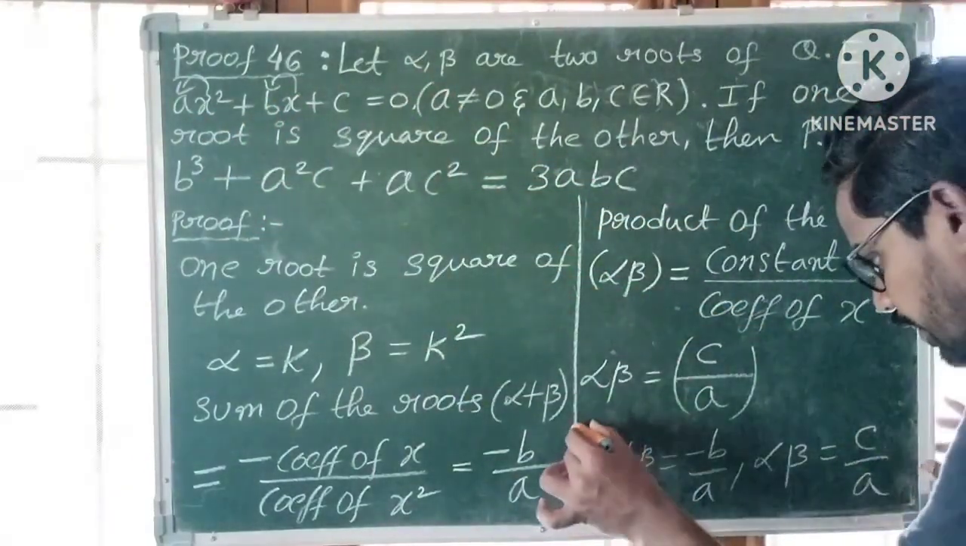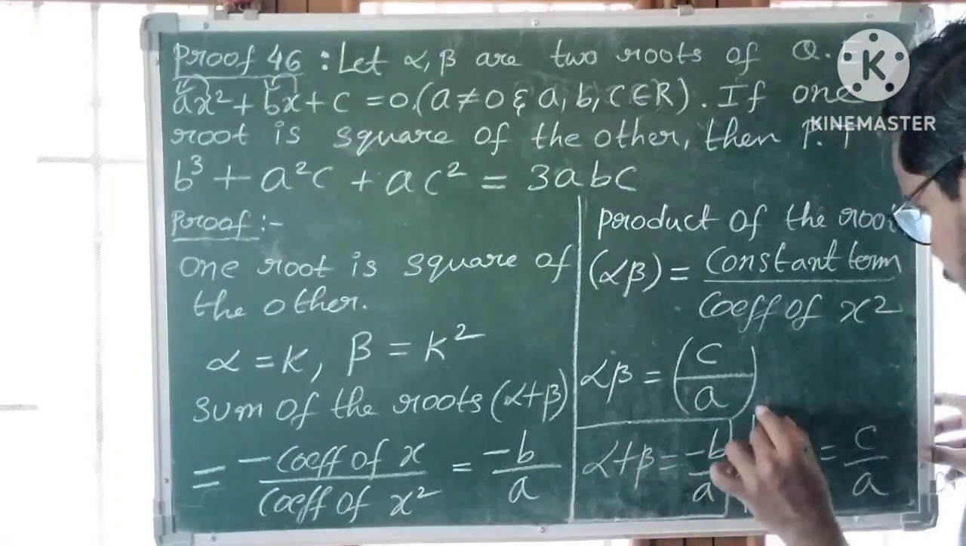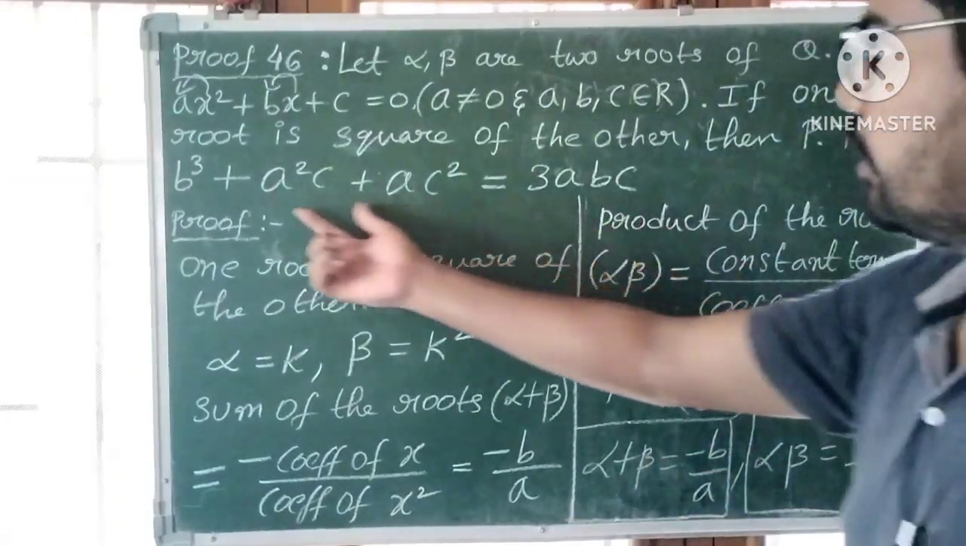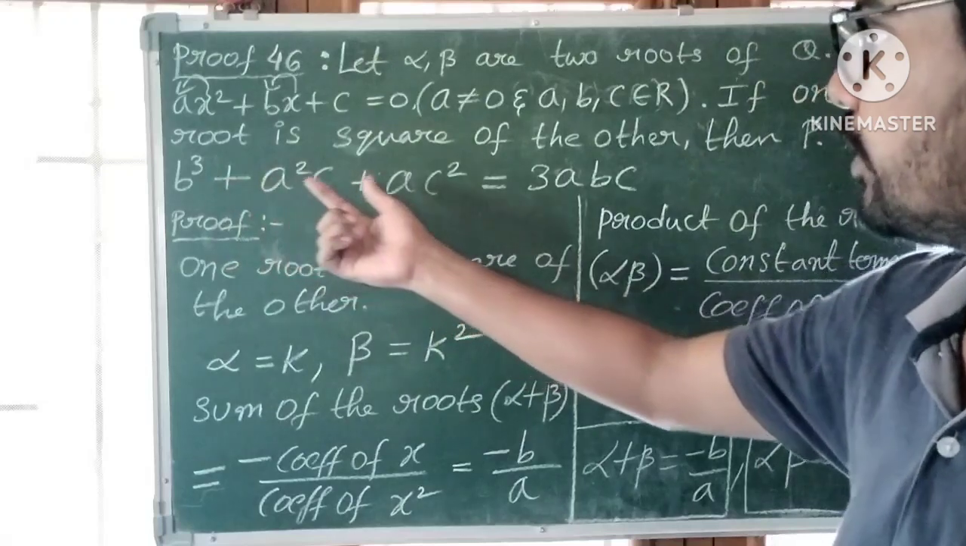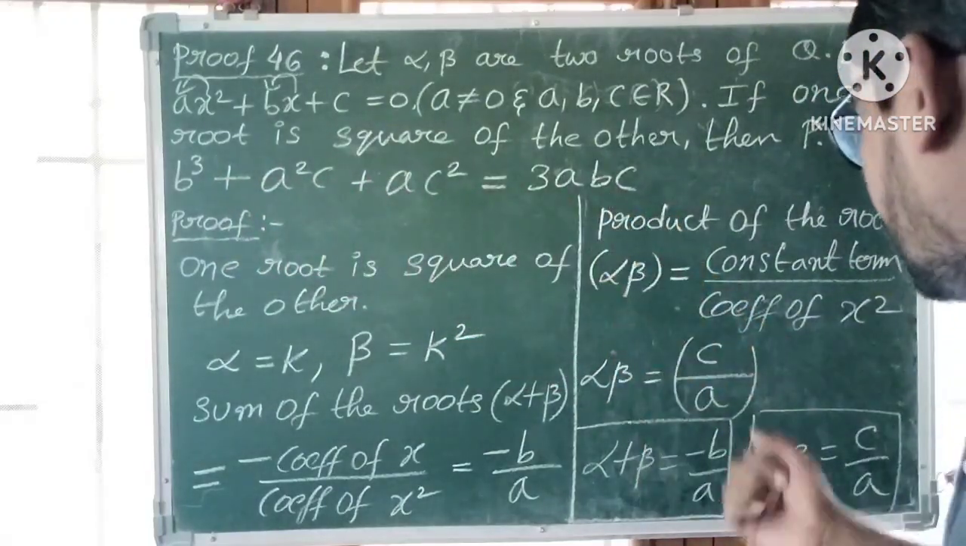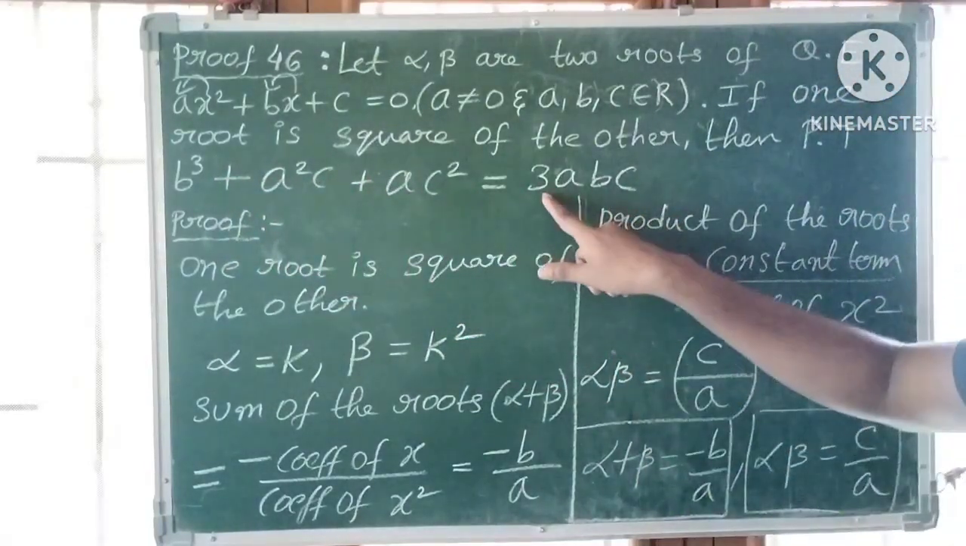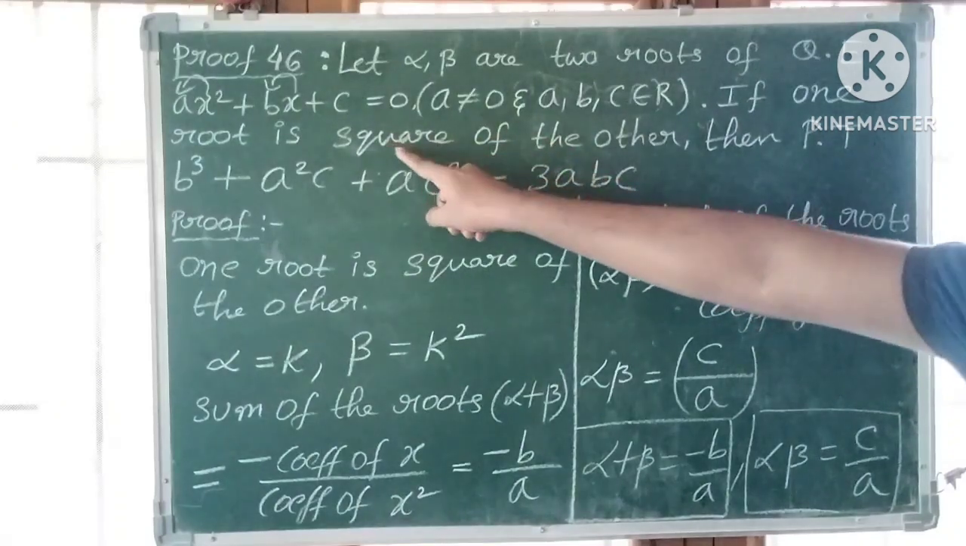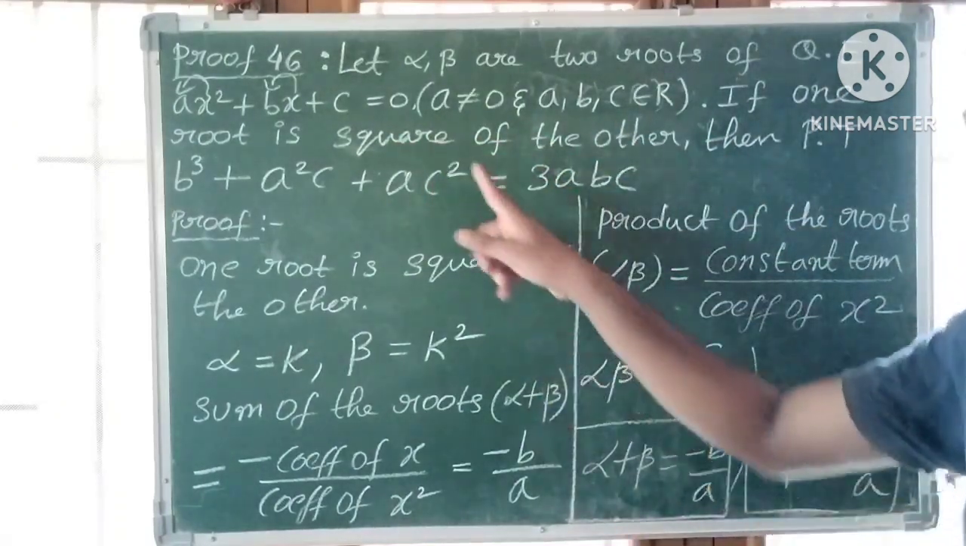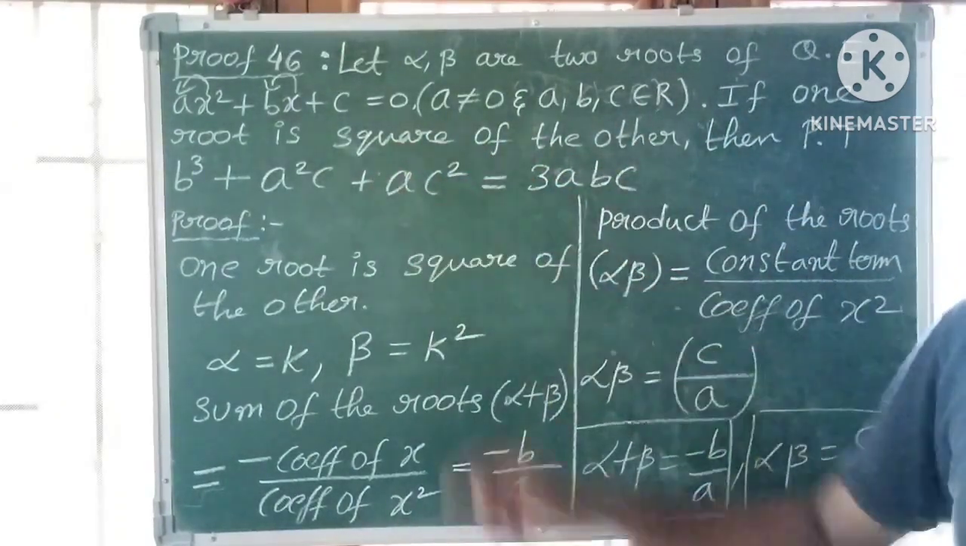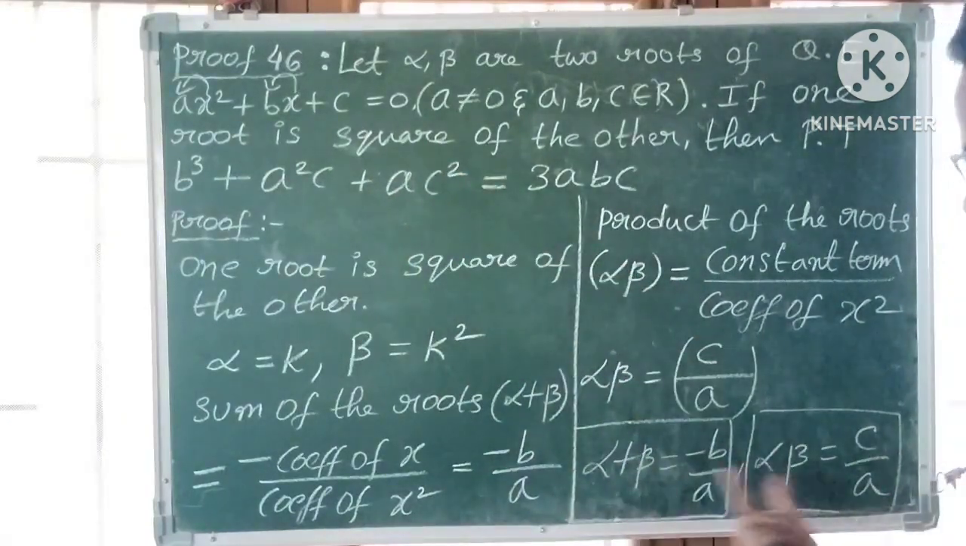Okay. Using the sum of the roots and the product of the roots, we can prove this formula: b cube plus a square c plus ac square is equal to 3abc. Okay. So this formula is valid when one root is the square of the other. So this formula is applicable to this condition. Let us prove it now using these two formulas.